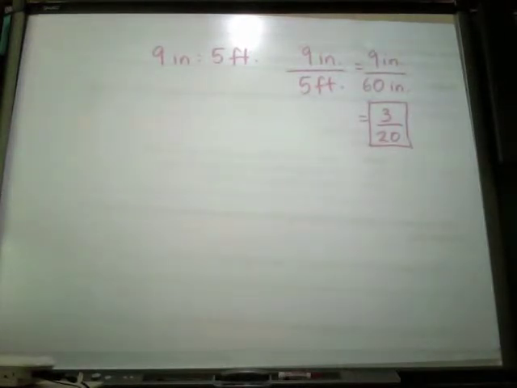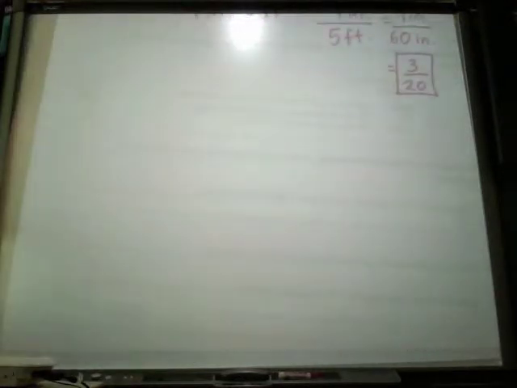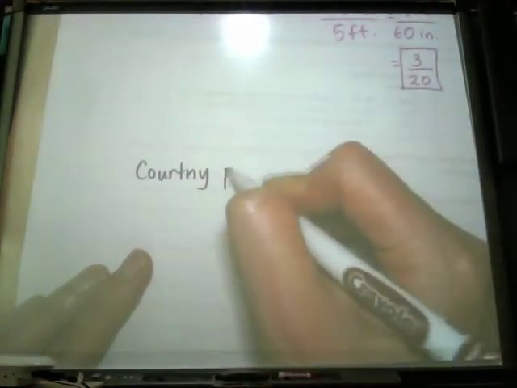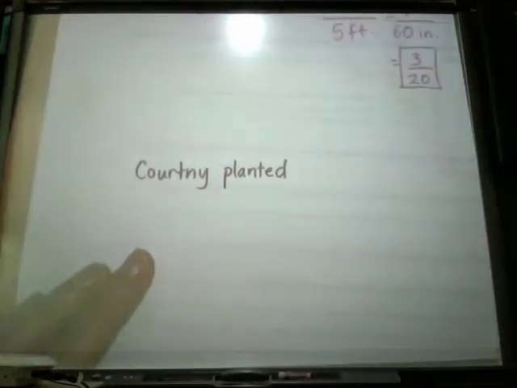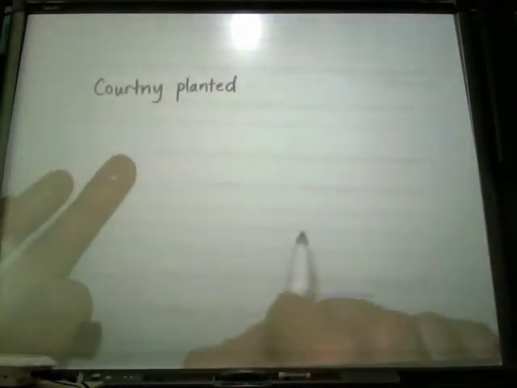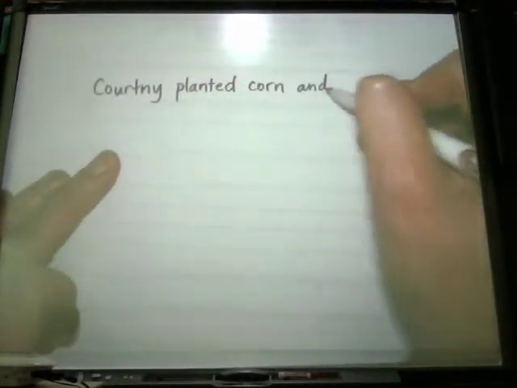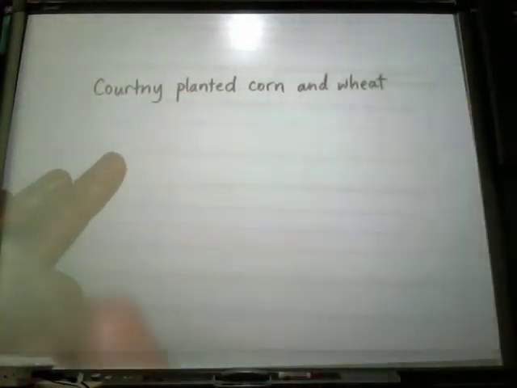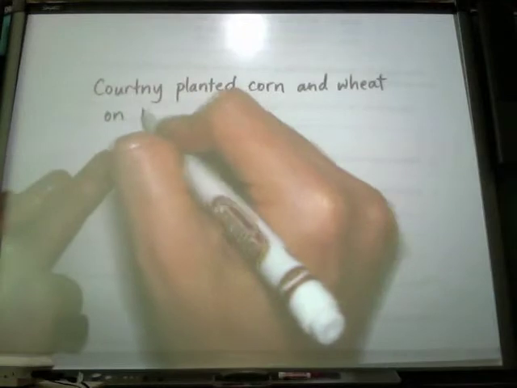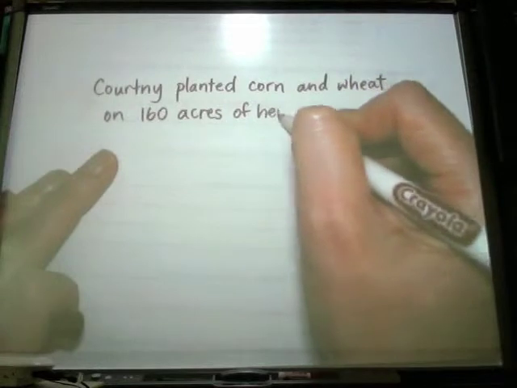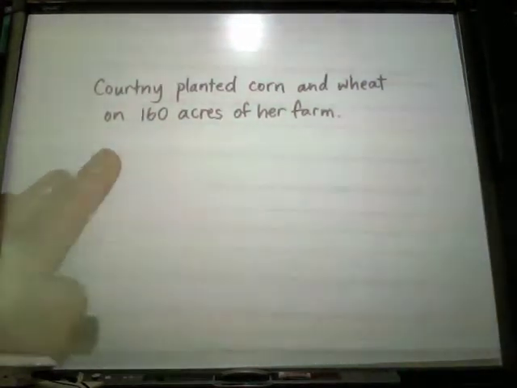Okay, now the only other thing that we're gonna do here is work on proportions. I'll give you an example. Let's say that Courtney planted, you may not know this, Courtney's a farmer. Courtney planted corn and wheat on 160 acres of her farm. It's a lot of work, Courtney.